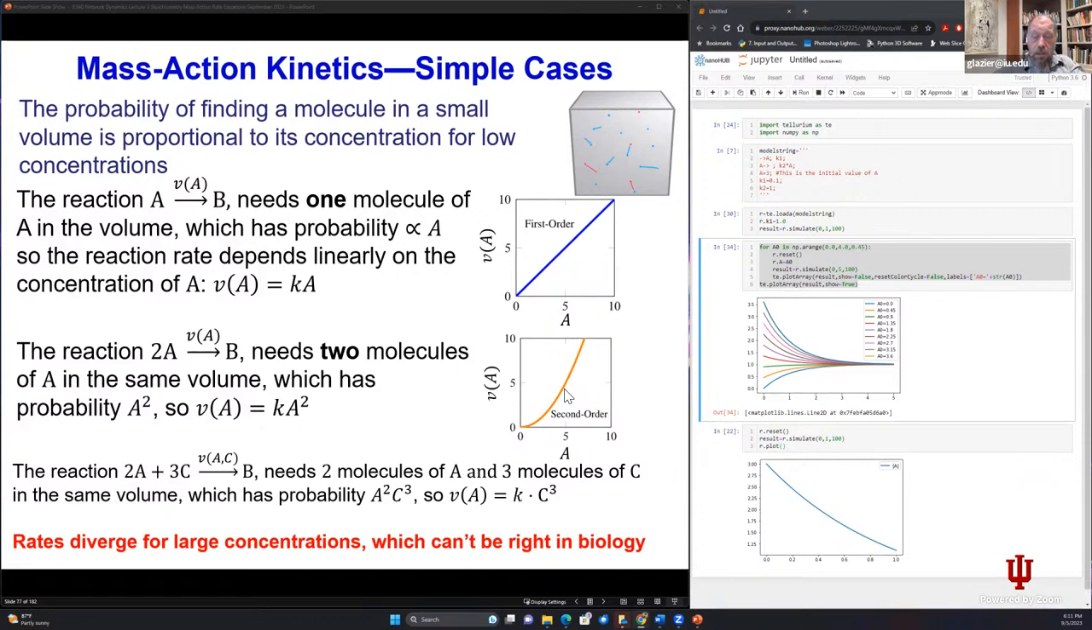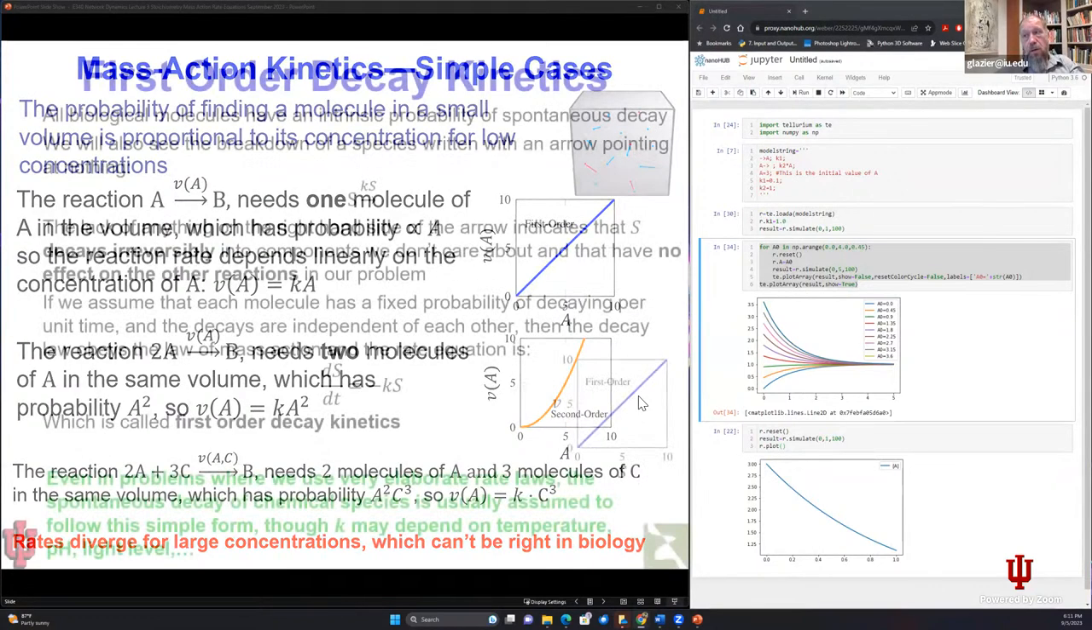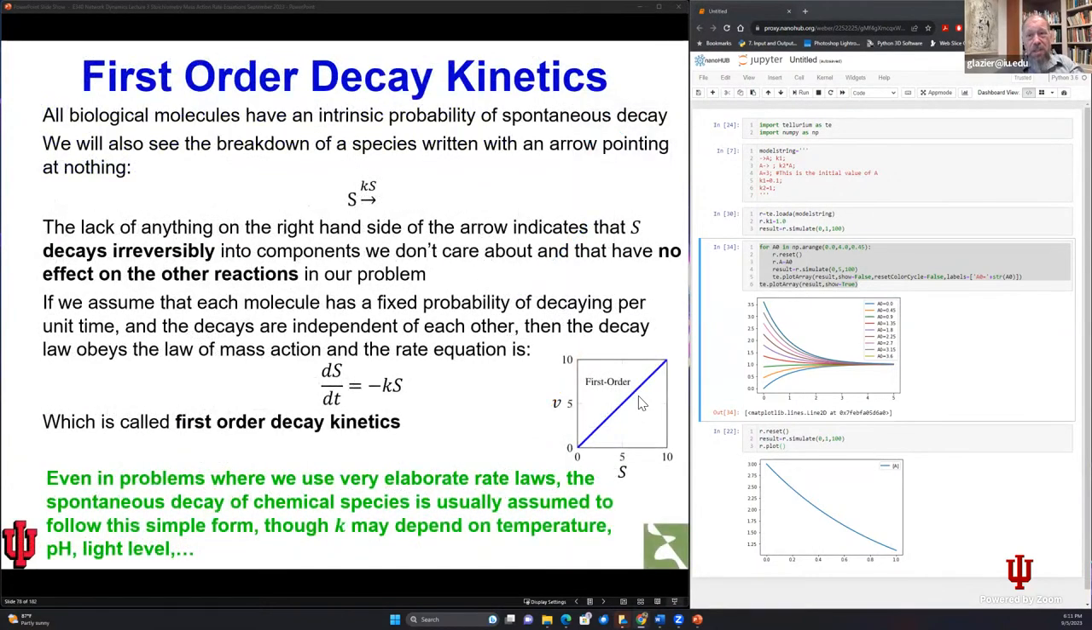Now, one thing that is clearly wrong here is that if the concentrations of my molecular species get to be very high, the rates of reaction go to infinity. And that's never true biologically. And so as the concentrations go up, the rate of reaction is actually lower than what's predicted by mass action. That's why I said that mass action only applies if the concentrations are low. How low depends essentially on the size of the molecules, the volume fraction of the molecules.